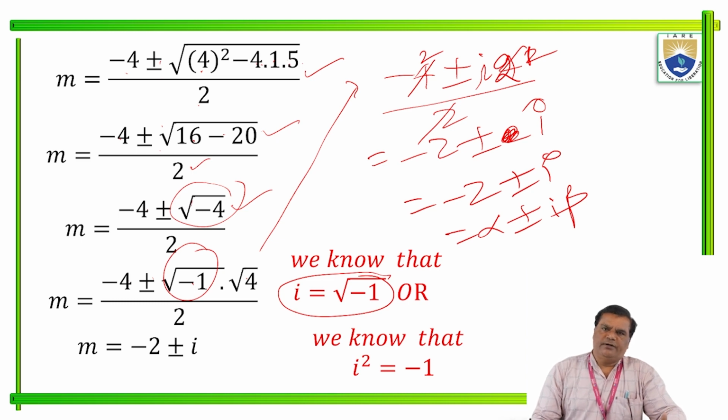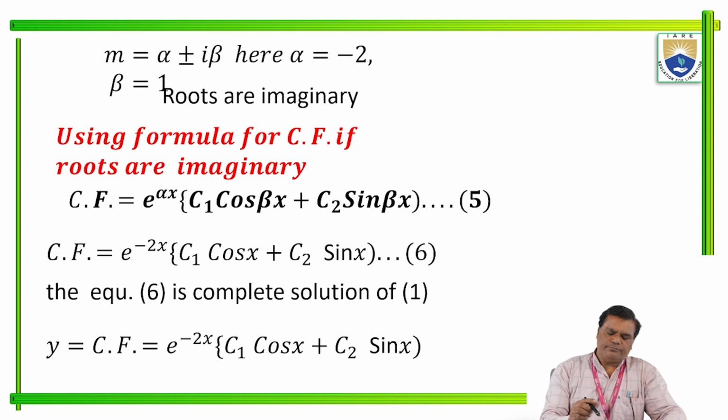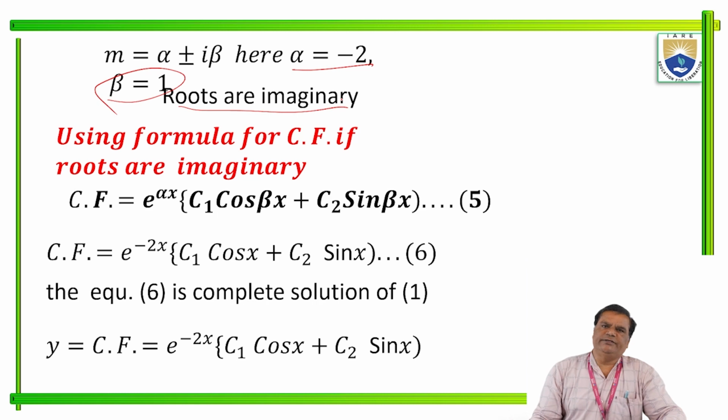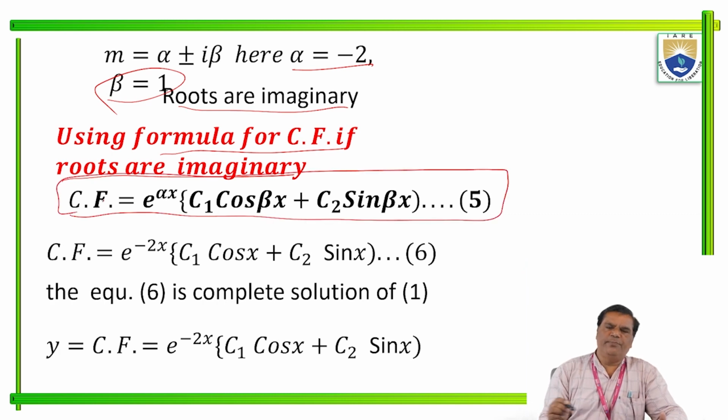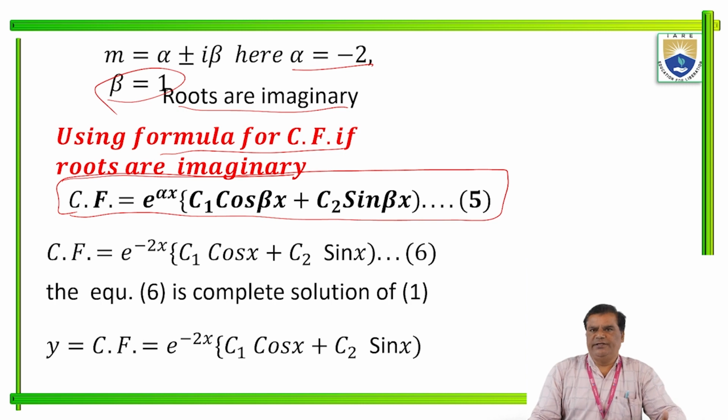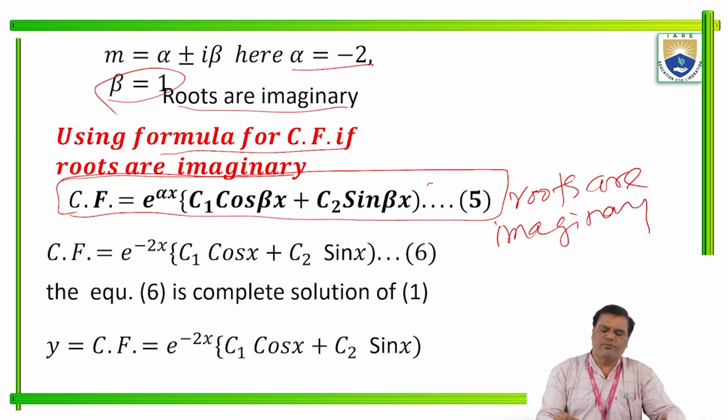In complex numbers, we get the value i equal to root minus 1 and i square equal to minus 1. So alpha is minus 2 and beta is 1. So the roots of the auxiliary form are imaginary. Using the formula for CF when roots are imaginary, this is the complementary function formula. Then we apply this formula.